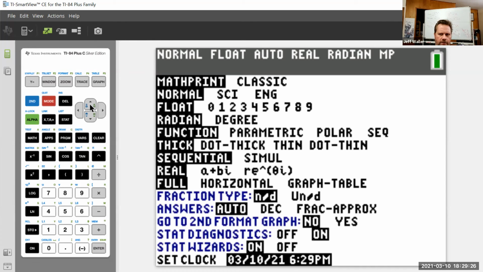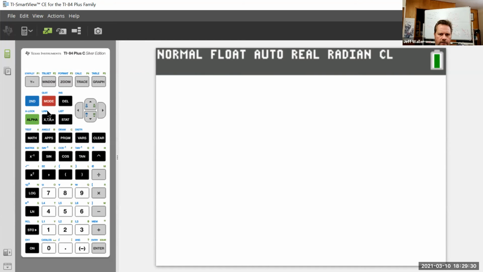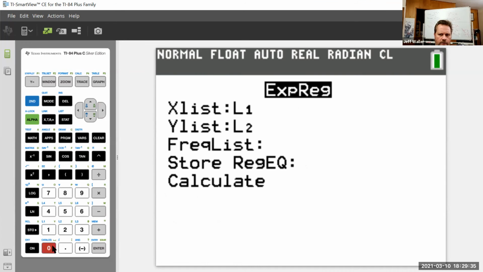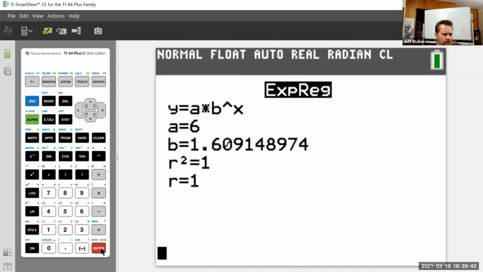So let me change to classic. Let me see if this does. I think this should do it. So let me see if this does the same thing for you. No, I don't know what to do. So the older calculator, does it just come up with X reg? Yeah. Just hit enter. It defaults to list 1, list 2.